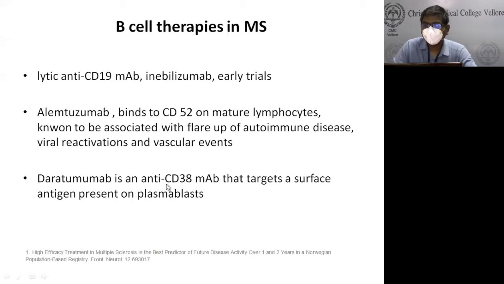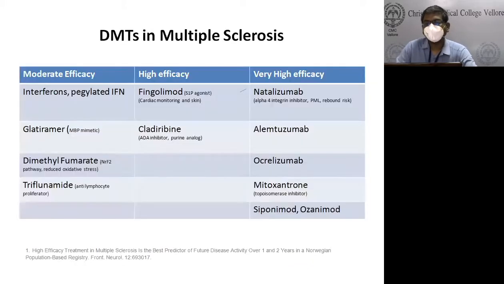Another molecule has been shown to act directly on plasmablasts. Like we all know, rituximab doesn't act on plasma cells. Once B cells mature to plasma cells, which eventually produce the antibody, none of your anti-CD20 therapies act on that. So this acts on plasmablasts, which eventually become plasma cells: anti-CD38 molecules. These are also newer molecules which are coming up.